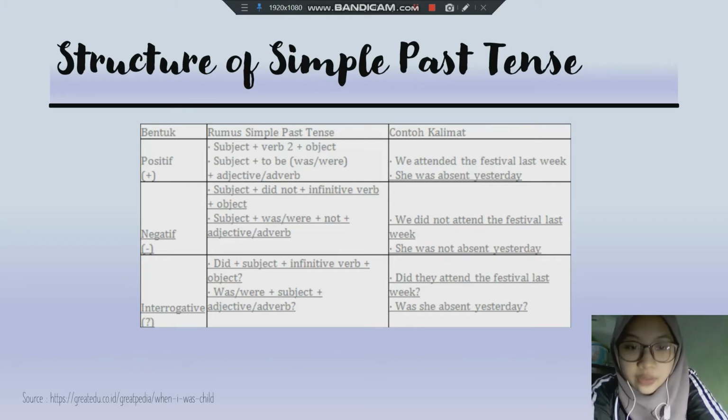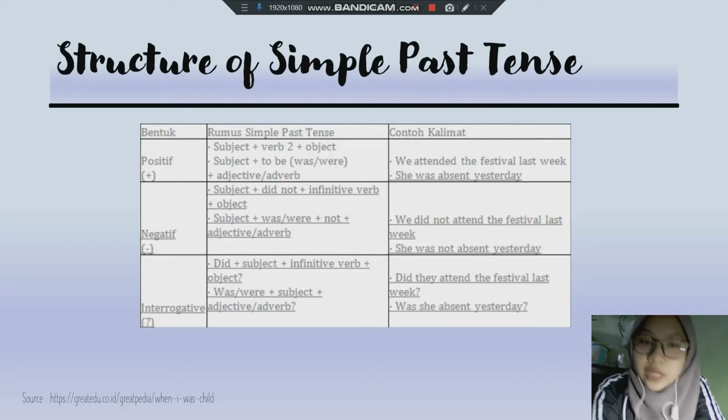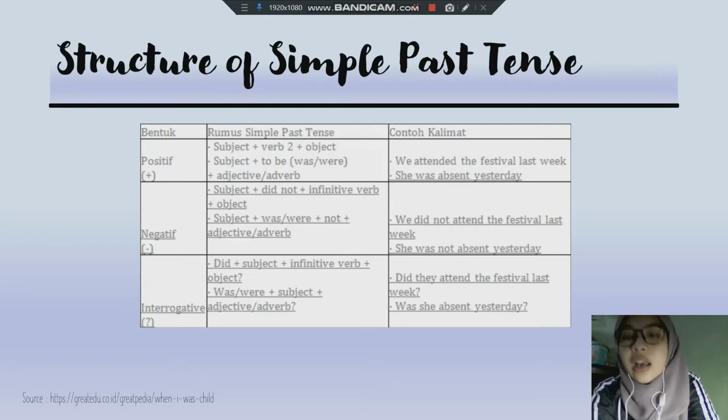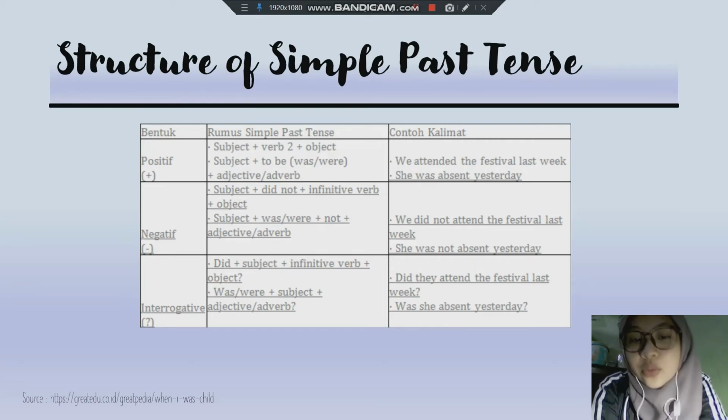For the negative, subject plus did not plus infinitive verb plus object. For example, we didn't attend the festival last week. And for the to be, subject plus was or were plus not plus adjective or adverb. For example, she was not absent yesterday.